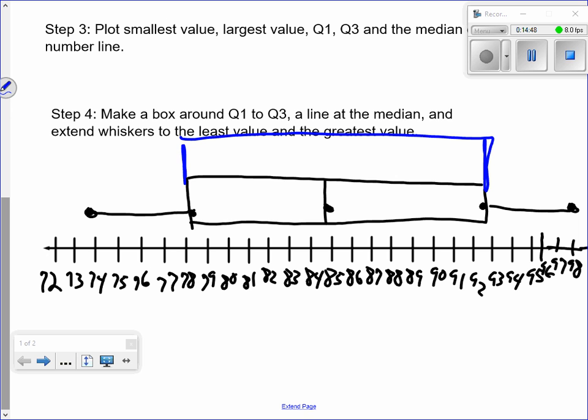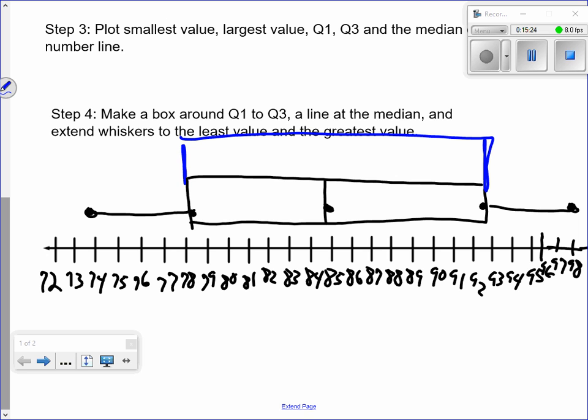And I can go, oh man, but a quarter of my students were below 78%. But on the other hand, a quarter of them were above 92.5. Without ever looking at the numbers, if I have a box and whisker plot, I can say, wow, the lowest score is 74, the highest score is 98, and half the scores are between 78.5 and 92.5. It's a quick way of looking at data.